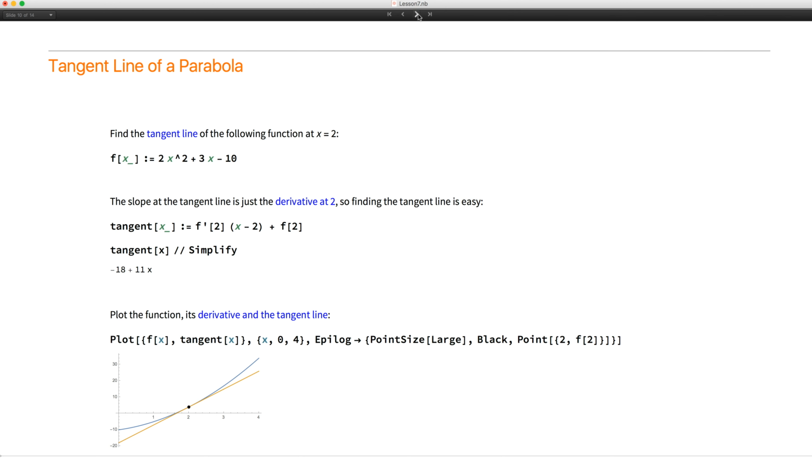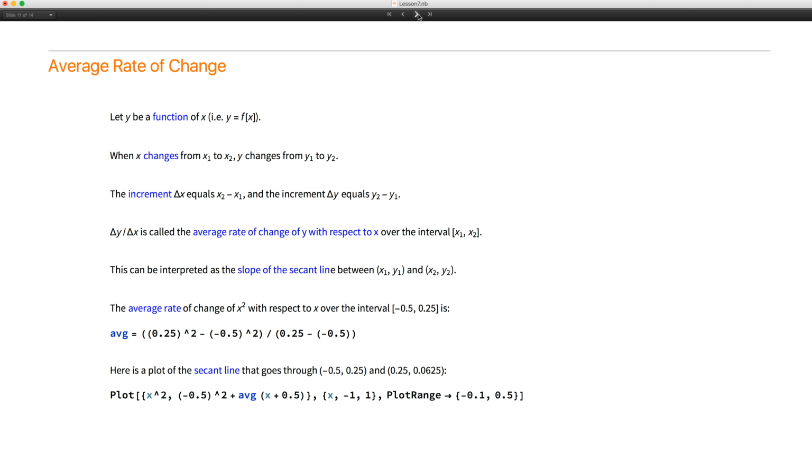Now, sometimes people talk about the average rate of change. So suppose you've got a function y of x, and let's say x changes from x1 to x2. Naturally, y changes from some y1 to y2. So the increment over here means the change in x, and the increment over there means the change in y. So you've got delta x and delta y telling you what the change in x and the change in y are. And their ratio is what's called the average rate of change of y with respect to x as you go from x1 to x2.